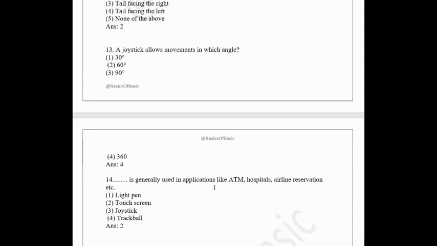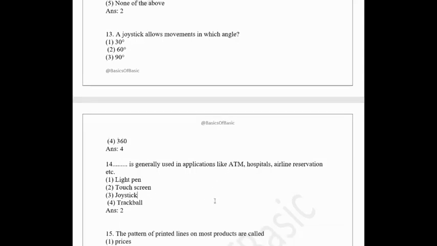Dash is generally used in application like ATM, hospitals, airline reservation, etc. So it is touch screen. So this is a common practical question. Almost everyone will have used ATM. So here the touch screen will be used.